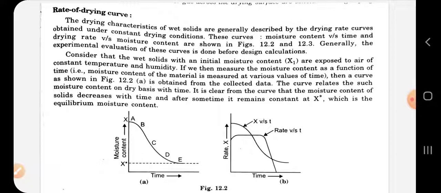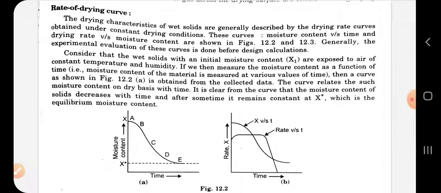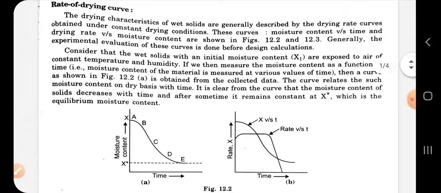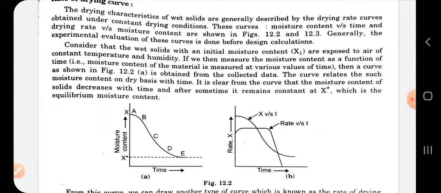The topic we will be seeing today is the rate of drying curve. It is one of the most important topics of the chapter. So what is the rate of drying curve? It is a curve or graph plotted between rate of drying against temperature, moisture content, etc. The drying characteristics of wet solids are generally described by drying rate curves obtained under constant drying conditions. Mainly two curves are important here: first is moisture content versus time, and the second is drying rate versus moisture content.